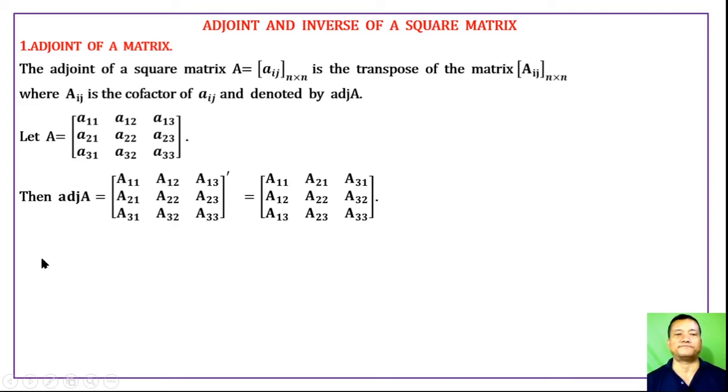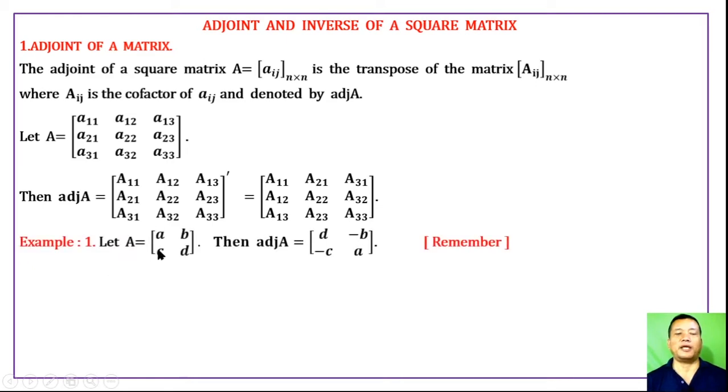Example: let A be the 2 by 2 square matrix with entries a, b, c, d. Then adjoint A: the cofactor of a is d, the cofactor of b is minus c, the cofactor of c is minus b, and the cofactor of d is a. Taking the transpose, we get the adjoint.